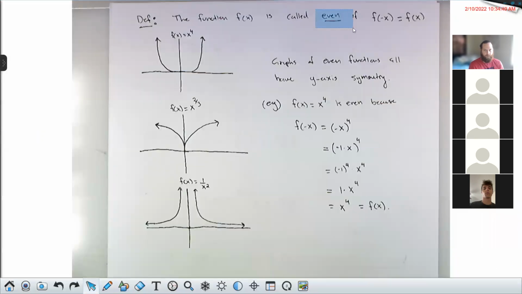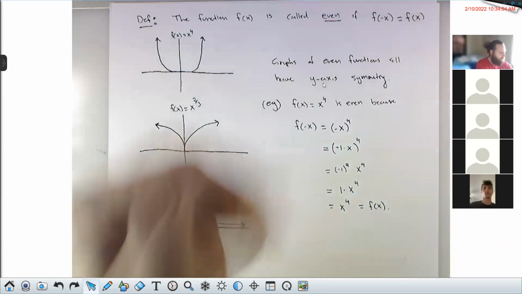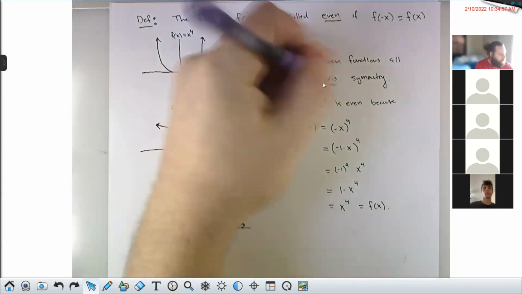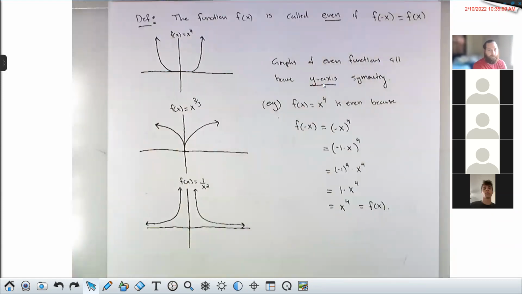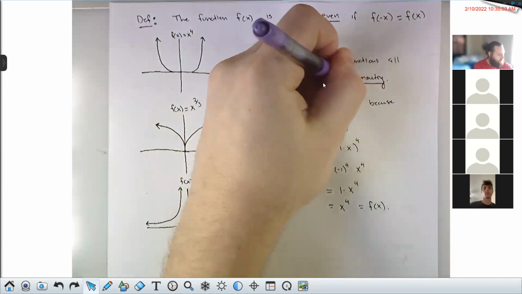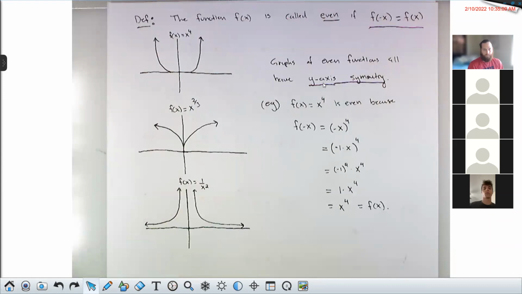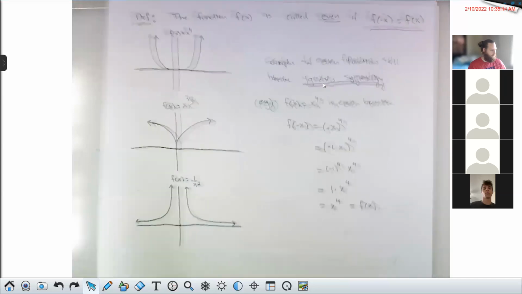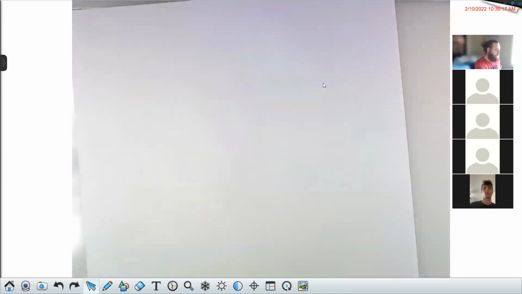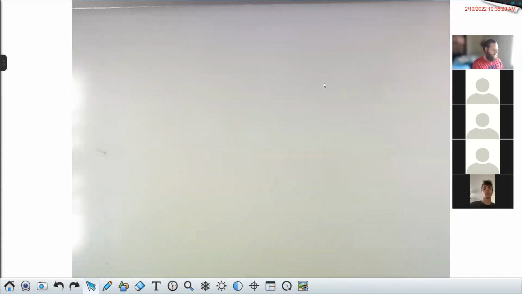Now, if there's such a thing as an even function, there is bound to be such a thing as an odd function. And it will have an algebra definition and a geometric interpretation, some sort of symmetry, just a different symmetry. So things I need you to remember from this: graphs of even functions all have y-axis symmetry. And the definition of an even function is this. Okay. And there's that little cheat code that if you're looking at a power function where the power is an even number, that will be an even function. It's a nice little cheat.